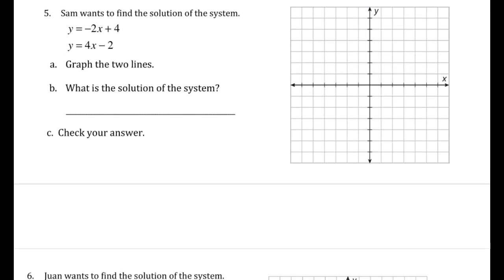Okay. Solve the system. Now, what does this mean? That's the coordinate of intersection. So solving the system, or finding the solution, is where these two lines run into each other. So here we go. Let me solve the first one in red. Graph that. 4. 1, 2, 3, 4. Down 2, right 1.